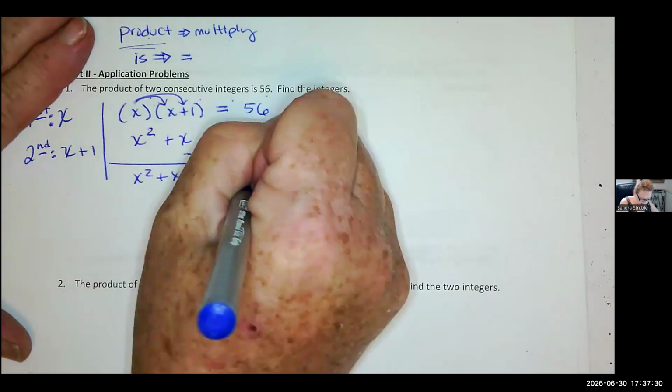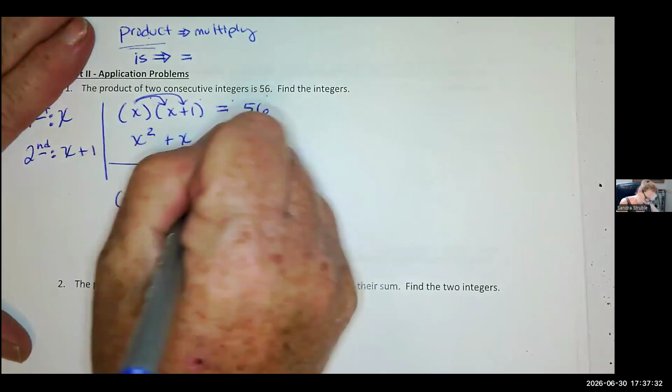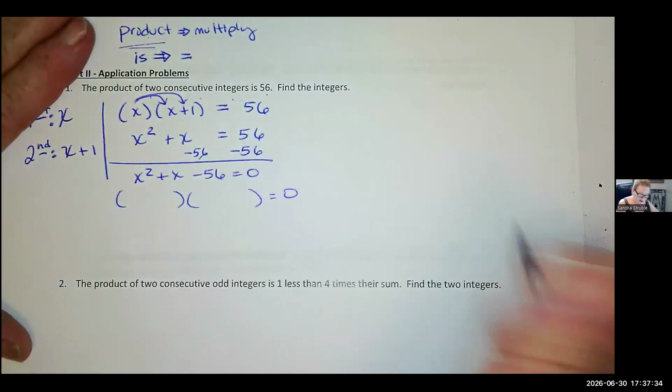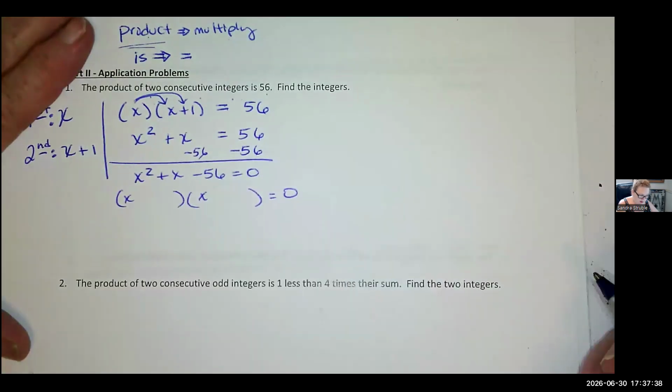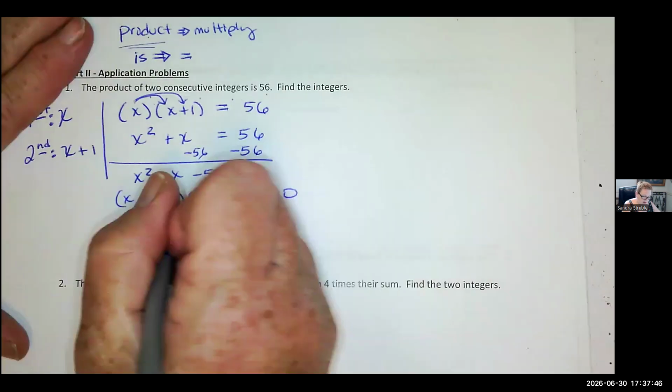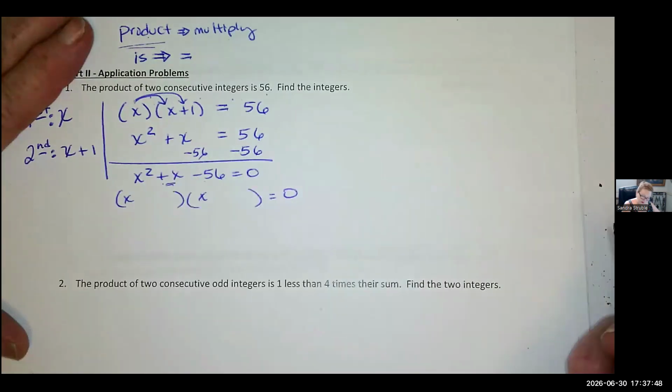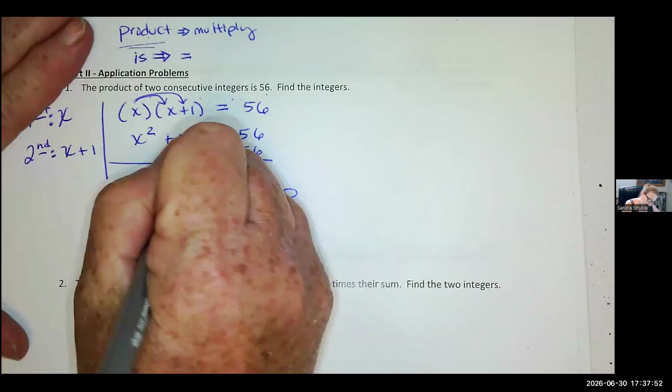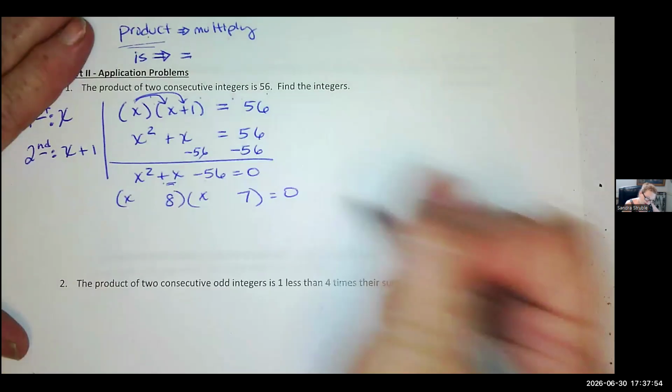Factor. x and x. Now, the factors of 56 that subtract, because there's a positive and negative, to give us 1. We need a positive 1. I'm going to think it's going to be 8 and 7. So 8 and 7, the middle number is positive, so my larger number must be positive.